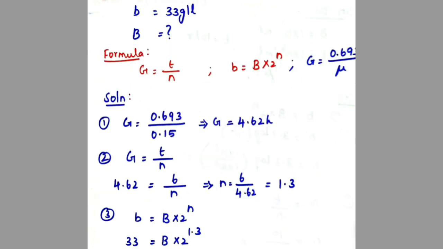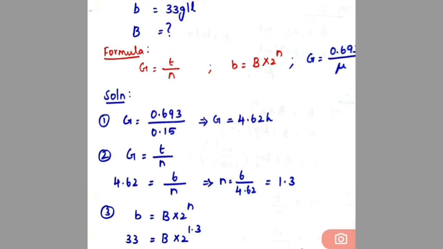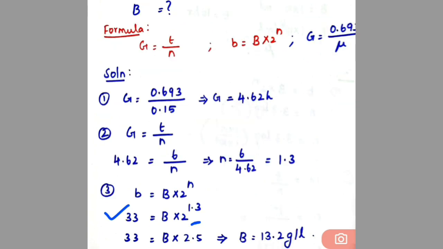Then you can calculate the capital B by using this formula, that is small b is equal to capital B into 2 power n. Here small b is 33 gram per liter, it is given data. Capital B you have to calculate, and n is 1.3. 2 power 1.3 is 2.5. Okay, so capital B is equal to 33 divided by 2.5, that is equal to 13.2 gram per liter.